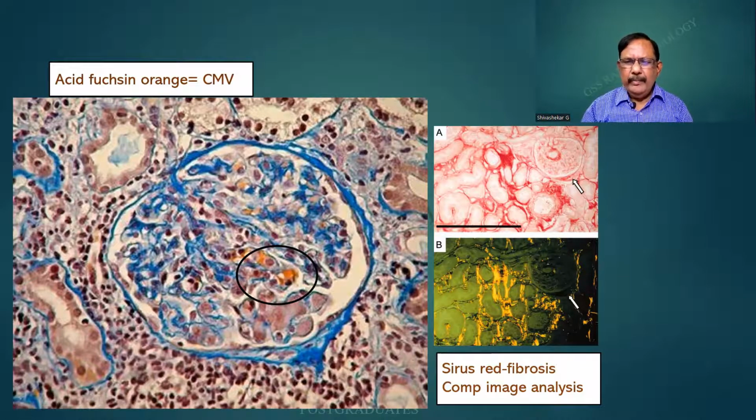So amazing. This is a continuation of the previous table, and I'm showing the slide of Sirius red in a renal biopsy. It is supposed to depict the fibrous tissue, which I am finding as red. Also, this picture, I do not know much about it, but it is supposed to be a computer image analysis. So have in mind that there is going to be a computer analysis also.